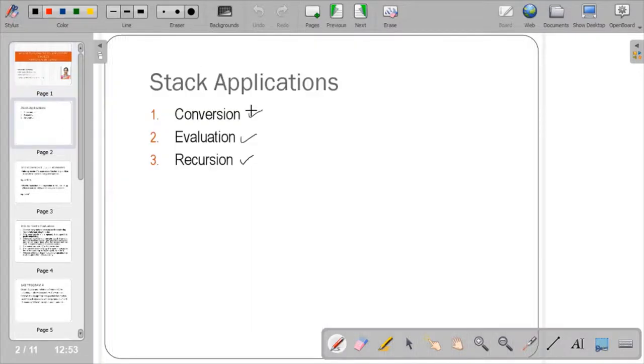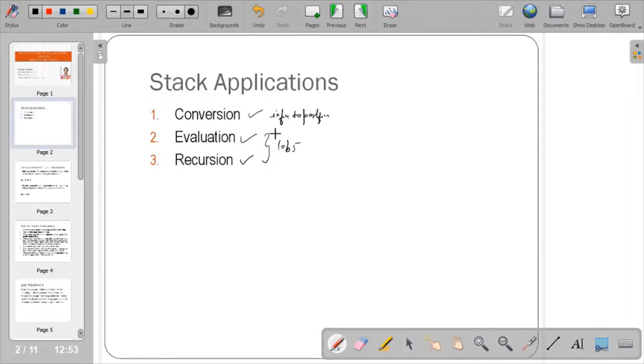The applications of stack are conversion of an expression from one form to another form, evaluation of an expression, as well as recursion. Conversion of an expression from one form to the other is an example of laboratory program 4 itself. Here we will learn how to convert an infix expression to a postfix expression. Evaluation and recursion will be learned in laboratory program 5.